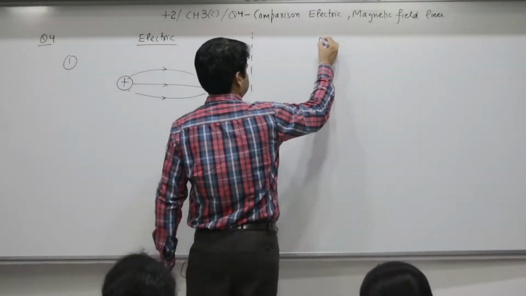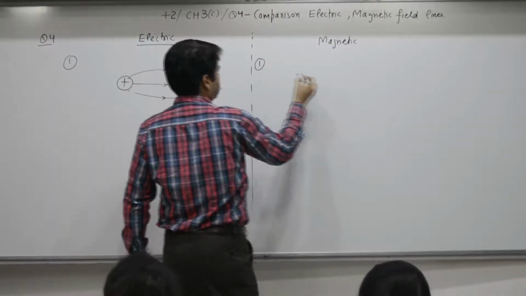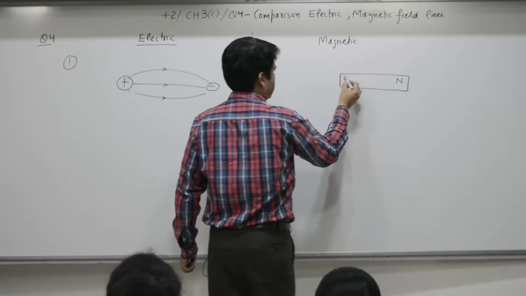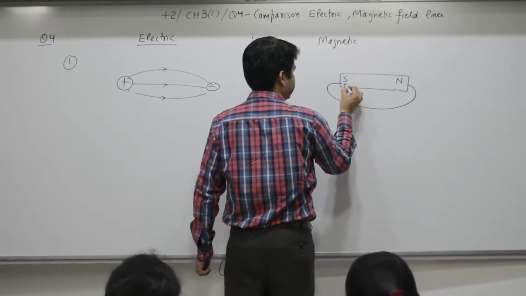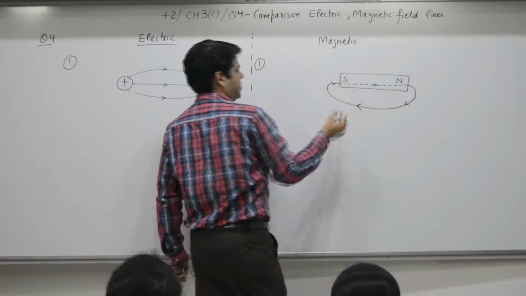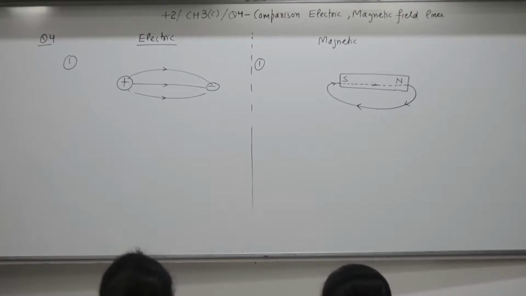For magnetic, yes, they start from north face, end up at south. Inside, south to north. This is point number 1. Time milega likhne ke liye. Outside the body of the magnet, the direction of magnetic field lines is from north to south, and inside it is south to north.